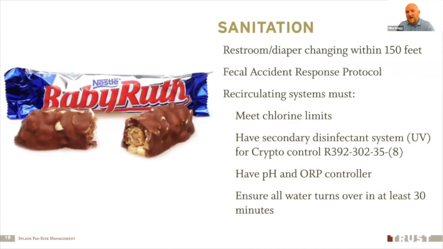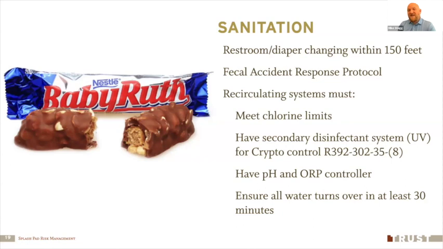All right. Now let's talk about sanitation. Hey, you don't want the baby Ruth in the pool, right? Don't want the baby Ruth at the splash pad. So restroom and diaper changing areas have to be within walking distance. Okay, they got to be within 15 feet. You got to have a restroom diaper changing area in the same complex so that people can get to the restroom or people can change the kids' diapers in the restroom area, not on the deck, not by the splash pad. Okay, you don't want that happening.